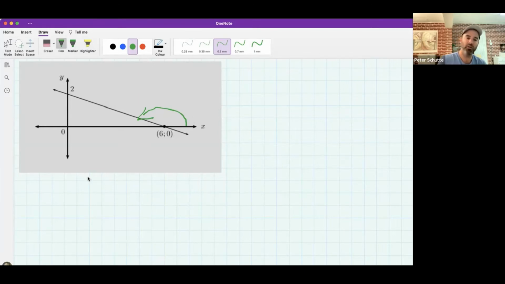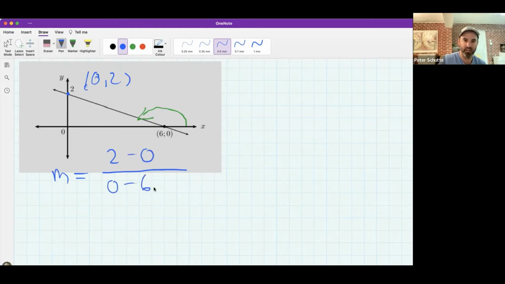So what you'll notice is that if we just do it normally, let's do that. The first step is find the gradient. Okay, so we're going to find the gradient. Now, this point up here is the point 0, 2. And so I'm going to calculate my gradient, and I go 2 minus 0, and then I go 0 minus 6, and I get 2 over minus 6, or I get minus a third. Now, this is good news because I expected the gradient to be negative. If the gradient wasn't negative, my eyes are lying to me.